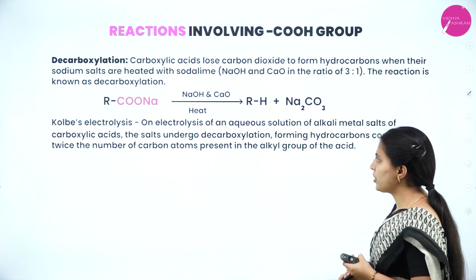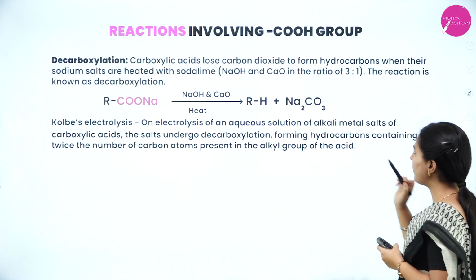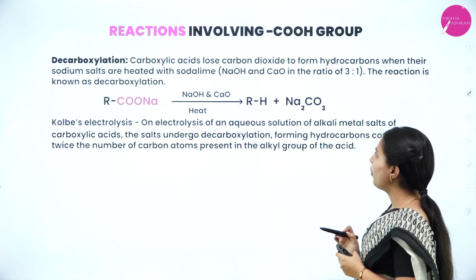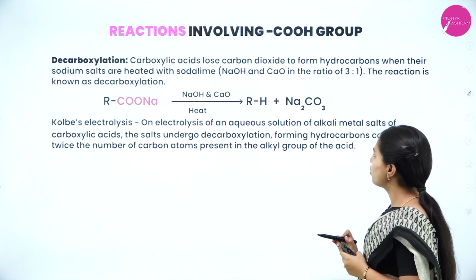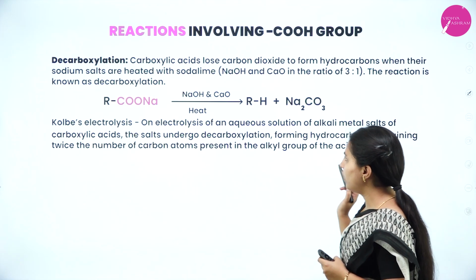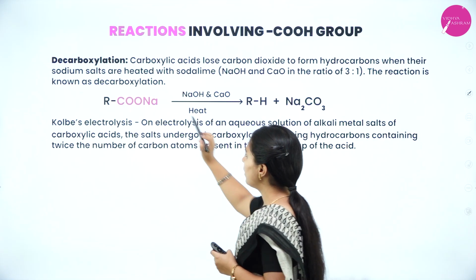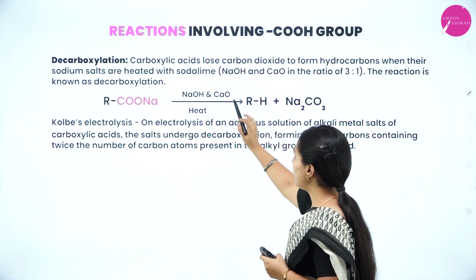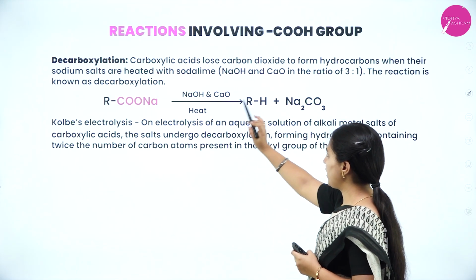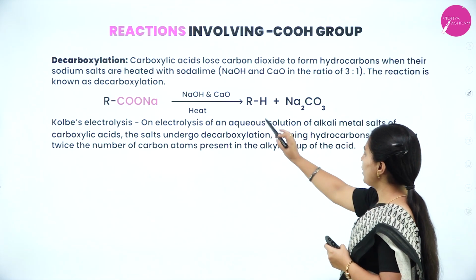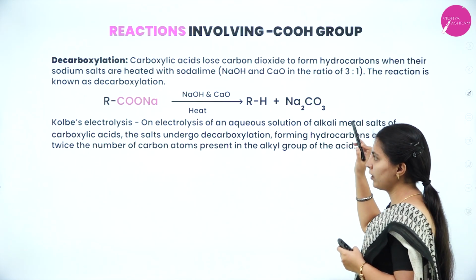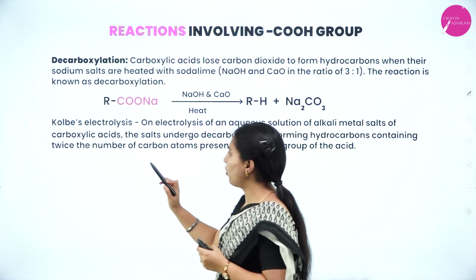But in this only you can use diborane or lithium aluminium hydride. Next, decarboxylation. Carboxylic acids lose carbon dioxide to form hydrocarbons when their sodium salts are heated with soda lime. The reaction is called decarboxylation. Here, decarboxylation means carbon dioxide will be removed in the presence of base and calcium oxide. RH will be present plus sodium carbonate. This is called Kolbe electrolysis.